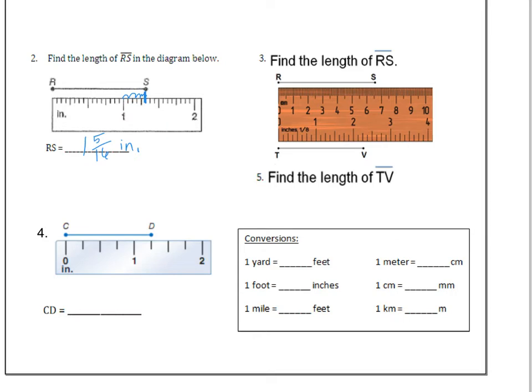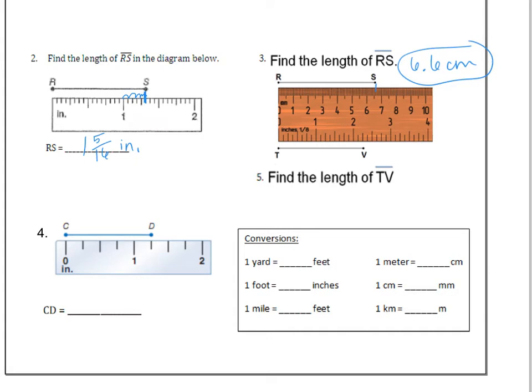Let's take a look at number 3. So let's start by finding the length of segment RS, and the top part of this ruler is again in centimeters that have been broken into millimeters. Take a look here. I would say that is possibly 6 6/10. And so for centimeters, it's 6.6 centimeters, or 6 6/10.